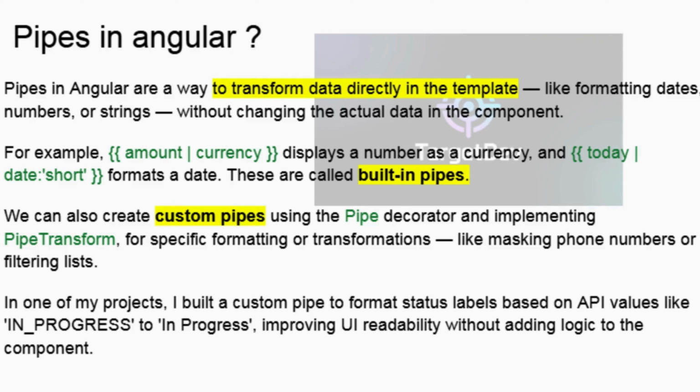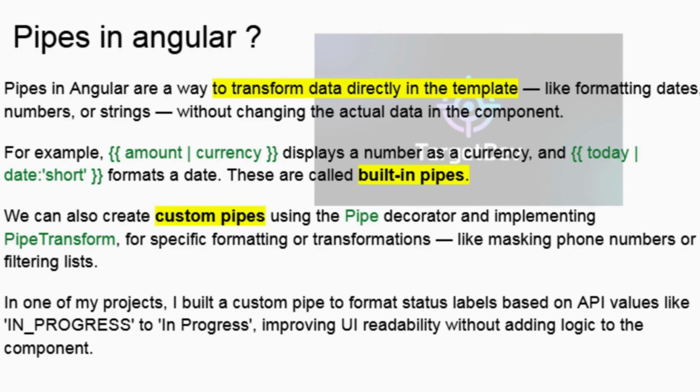We can also create custom pipes using the @Pipe decorator and implementing PipeTransform for specific formatting or transformations, like masking phone numbers or filtering a list.